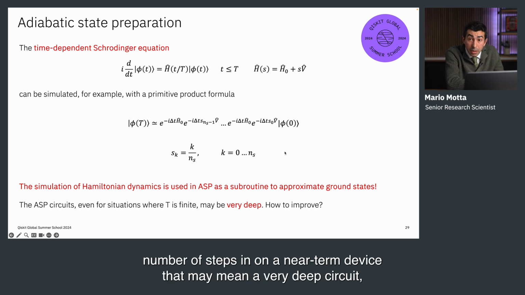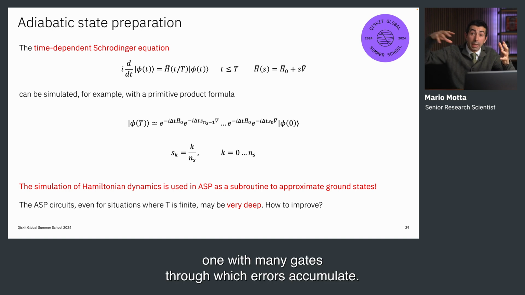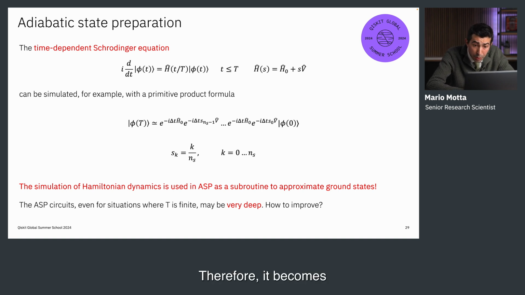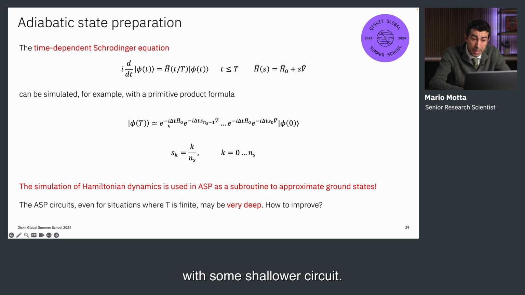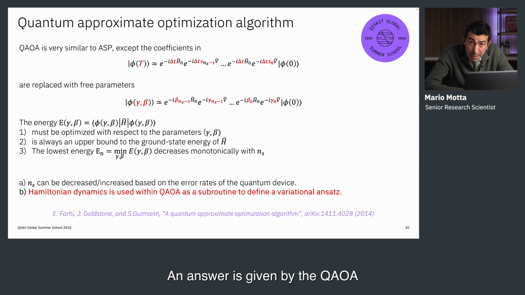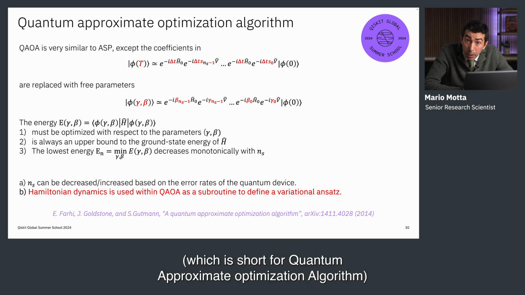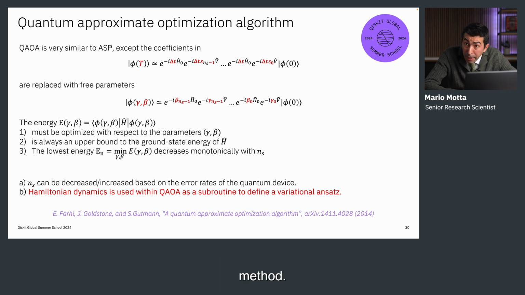And on a near-term device, that may mean a very deep circuit or one with many gates through which errors accumulate. Therefore, it becomes desirable to approximate the ground state with some shallower circuit. How can we do that? An answer is given by the QAOA, which is short for Quantum Approximate Optimization Algorithm method.